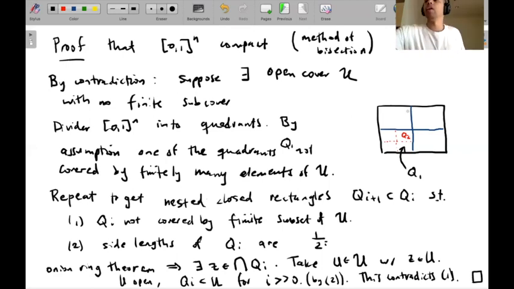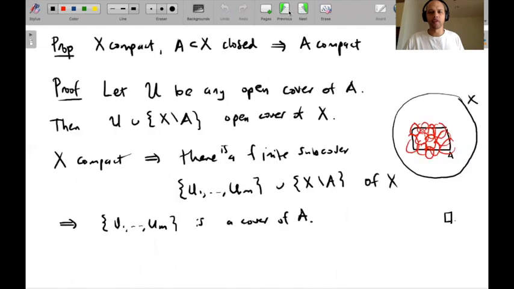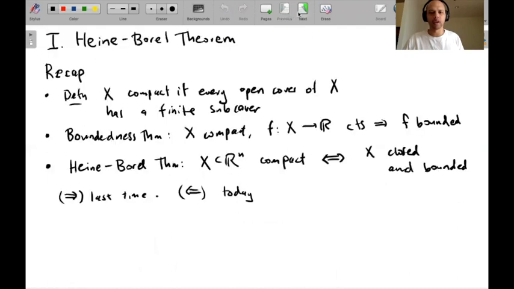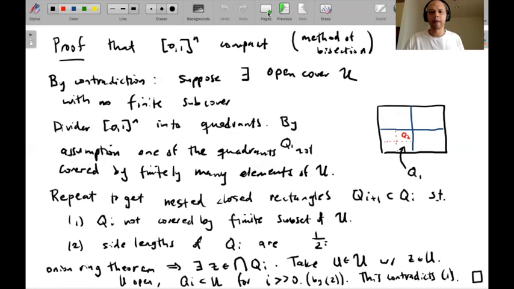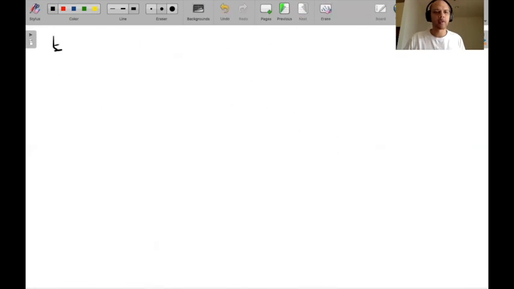Okay, so I want to finish this part of the lecture with some more examples of compactness. So now we've finished the proof of Heine-Borel. We reduced it to proving these two theorems, and we just finished the last of these. As I said, I'll give a couple more examples of compactness.